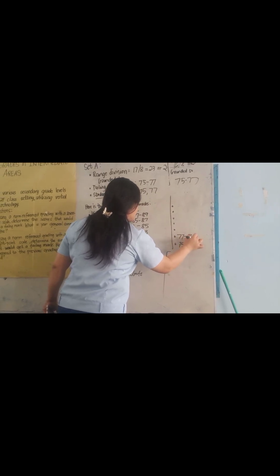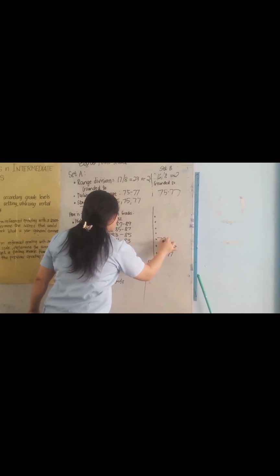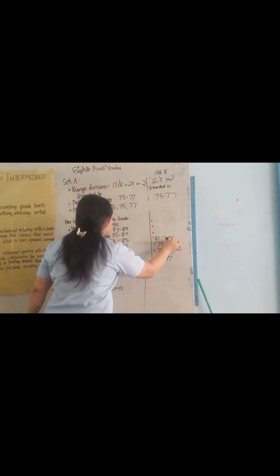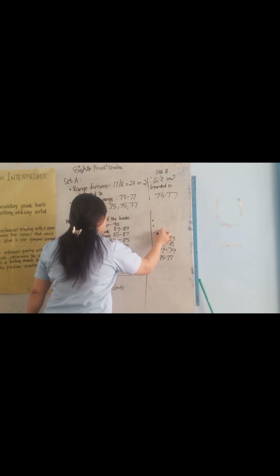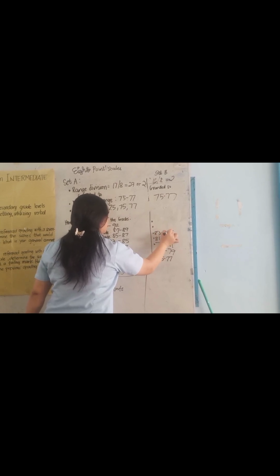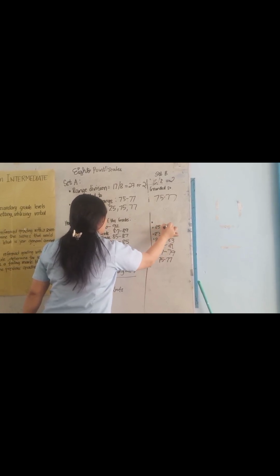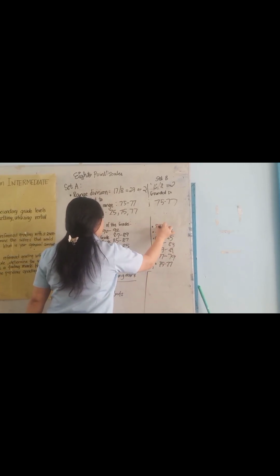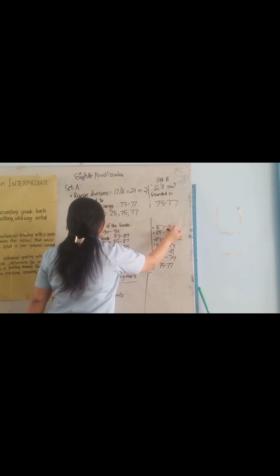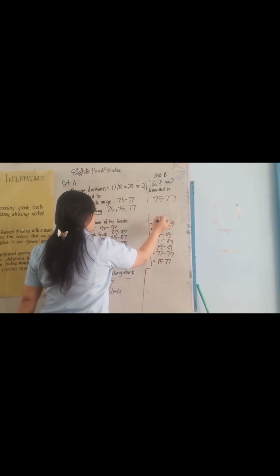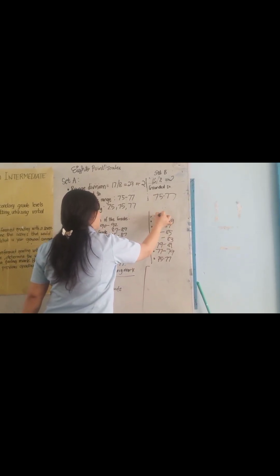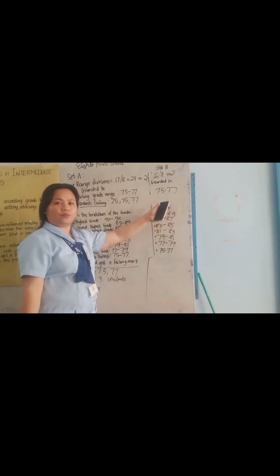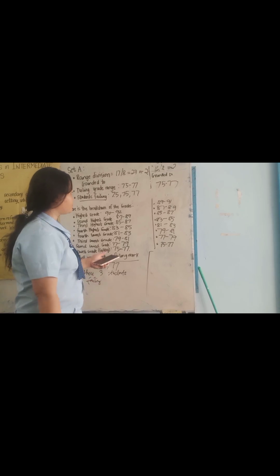77 plus 2 is 79. 79 to 81. 81 to 83. 83 to 85. 85 to 87. And 87 to 89. And then the highest is 89 to 91. This 91 is the highest score in set B.